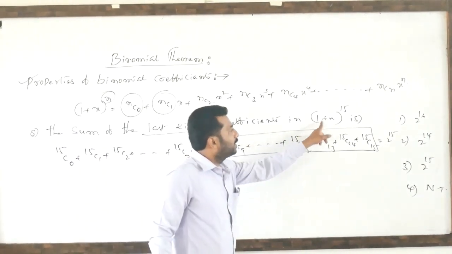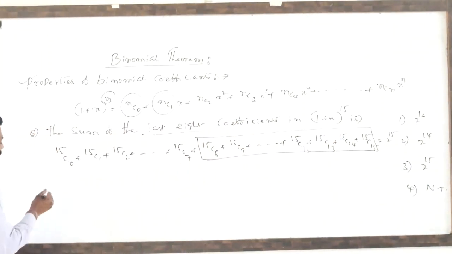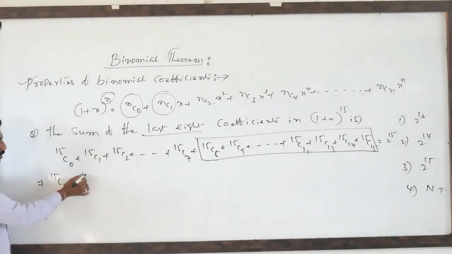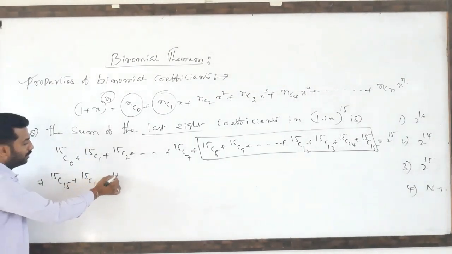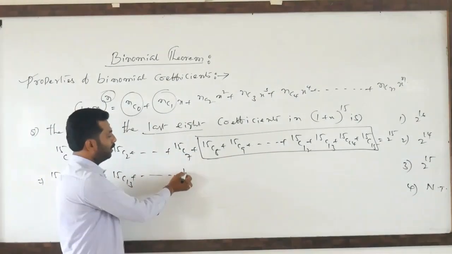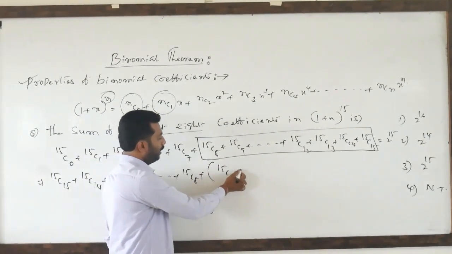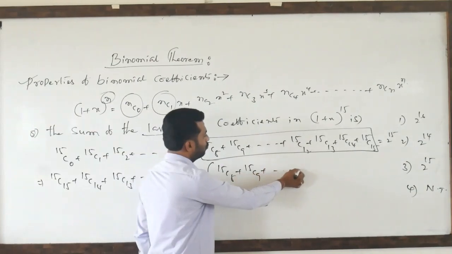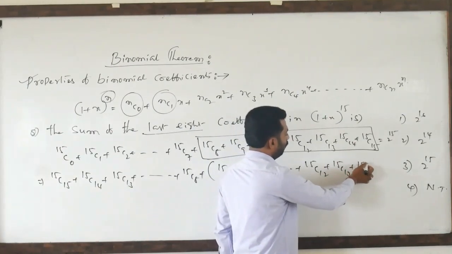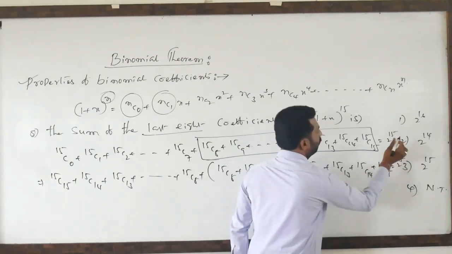So you remember in this expansion total 16 terms are there. These are the 8 remaining. You observe, 15C0 is nothing but you can write 15C15 also. This is 15C14, this is 15C13 and so on. 15C7, difference 8, 15C8. Again here onwards 15C8, 15C9 and so on, 15C12, 15C13, 15C14, 15C15. So 2 to the power 15.